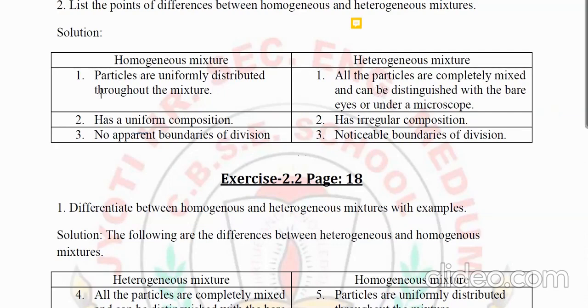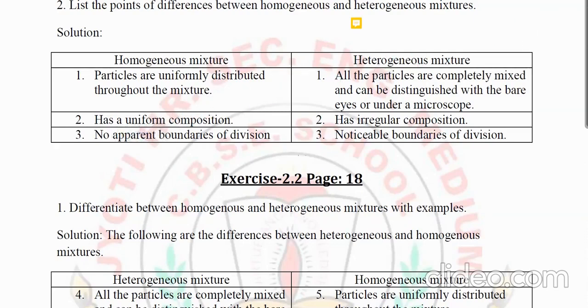What is the second point? A homogeneous mixture has a uniform composition, while a heterogeneous mixture has an irregular, non-uniform composition. You will see that all the components of a heterogeneous mixture can be easily distinguished. It means its composition is irregular.